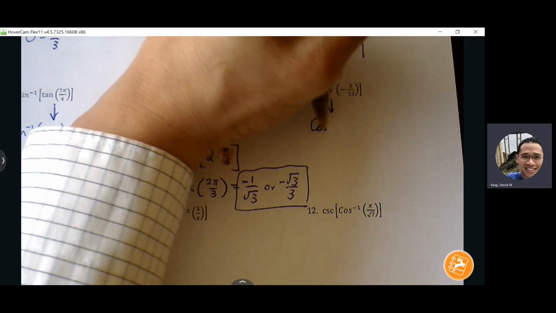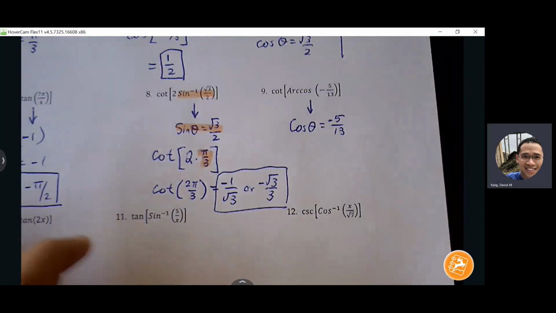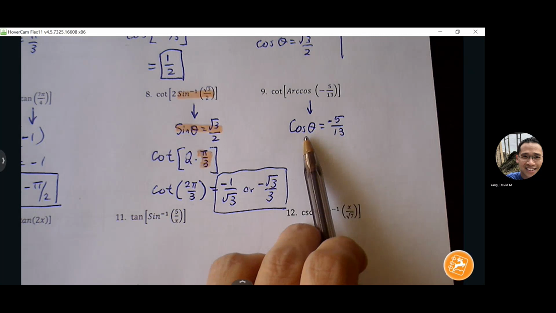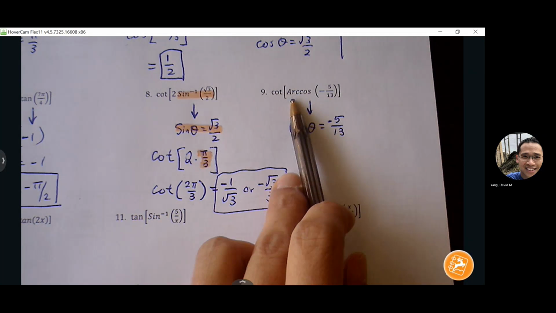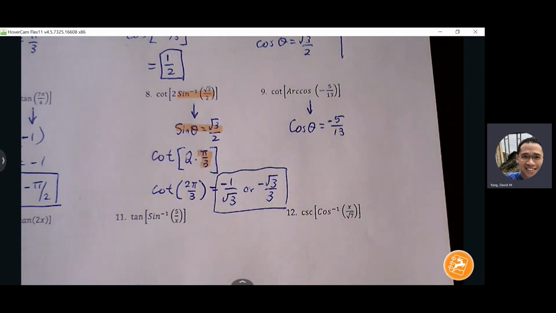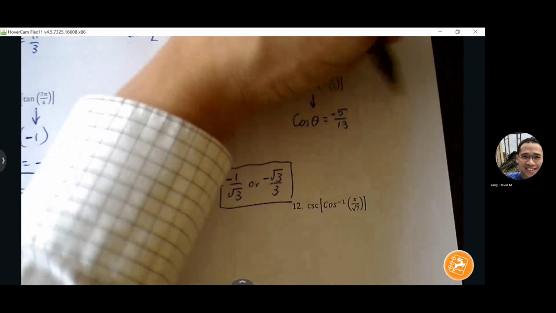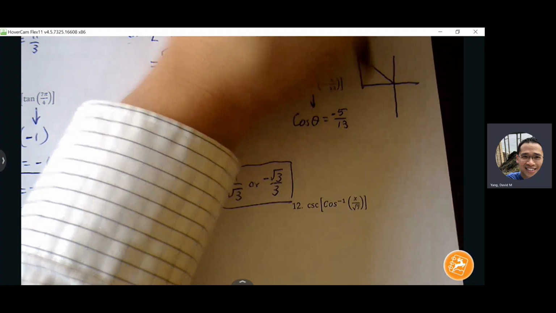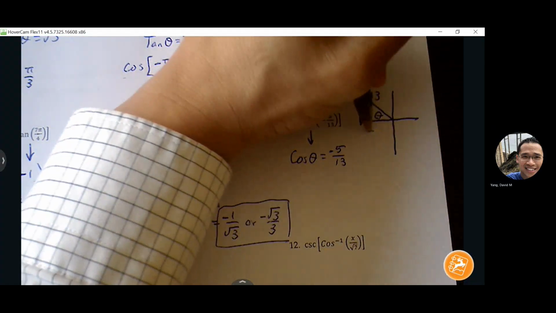Inside first, cosine of theta is equal to -5 over 13. Okay. Principal values here. So which quadrant do we want to be in? Second quadrant, right? Cosine is negative for principal values. Okay. Which value takes the negative? Good. The hypotenuse is always positive.